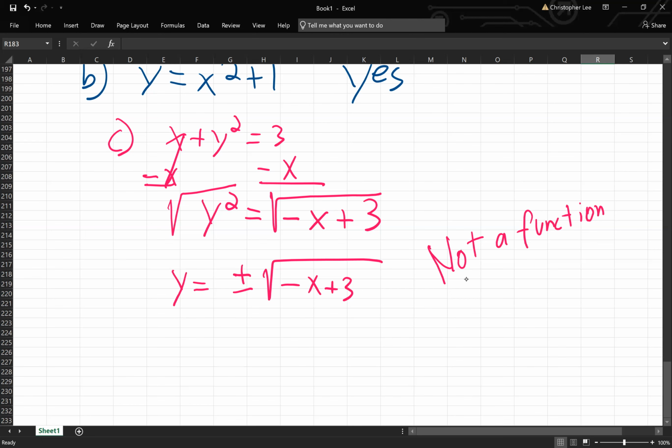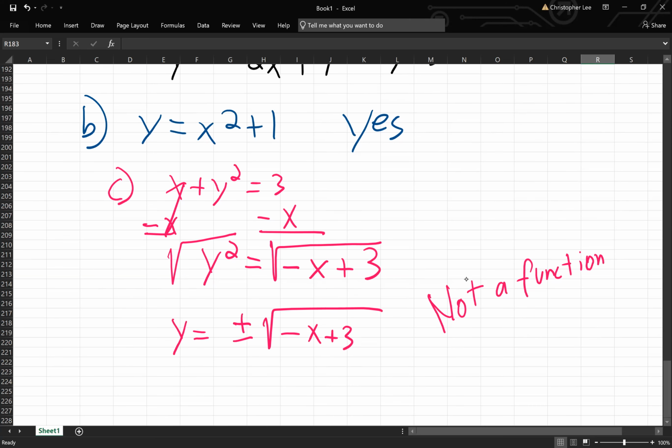So long story short, right? If I have multiple y's going to the same x, that ain't a function. But what if it was y squared and the other one was x? If it was x squared, I'm chill. Y to the first power and x squared is good, right? That's what B is. But the reverse is not good. Y squared and x to the one power, not really a function.